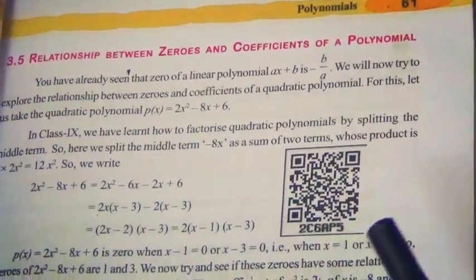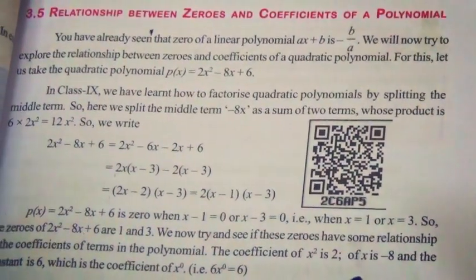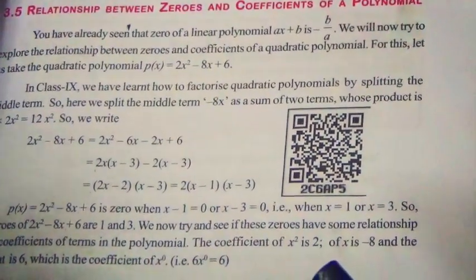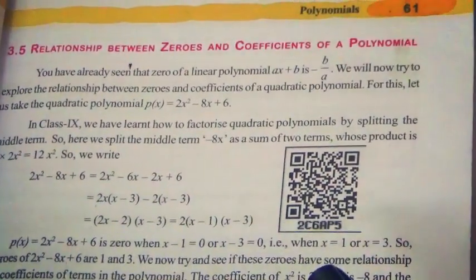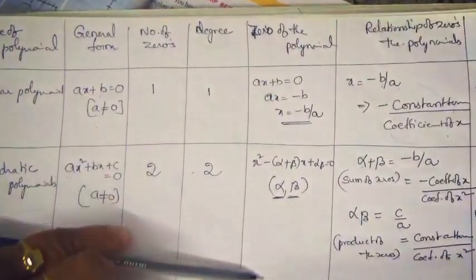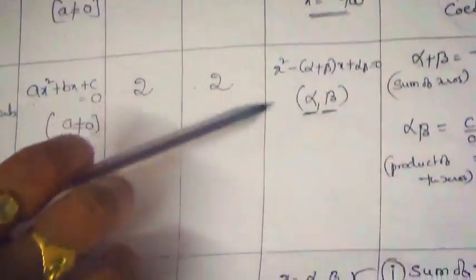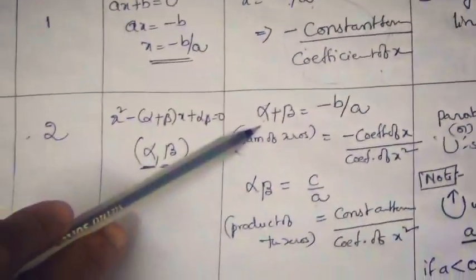In the tabular form, in the introduction part of your polynomials, I made one table. In that, the last column tells about the relationships between the zeros and coefficients of the polynomials. If you recollect that, just look here. Here we have the zeros of the polynomial, alpha, beta. We are assuming that the zeros for the quadratic polynomial are alpha and beta, and the relationships of the zeros we are writing here, that is, the sum of the zeros and the product of the zeros.